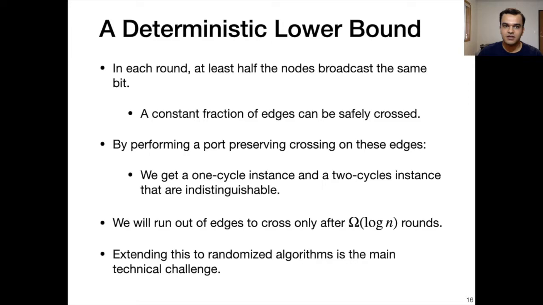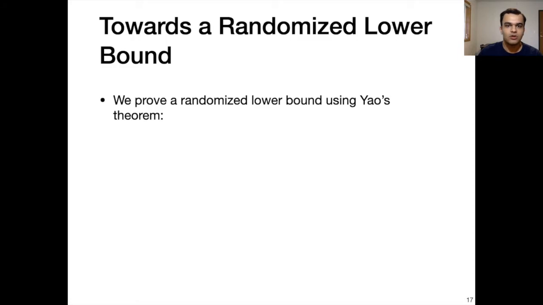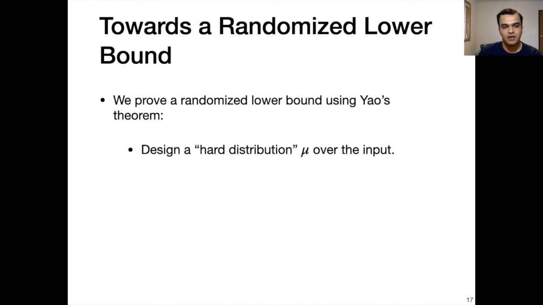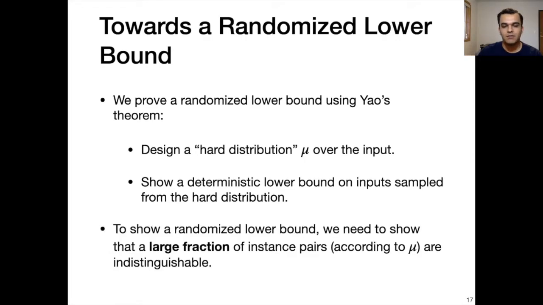And this gives us a deterministic lower bound, but extending this deterministic lower bound to randomized algorithms is the main technical challenge. So going towards a randomized lower bound, we use Yao's theorem to prove a randomized lower bound. It decomposes the task of proving a randomized lower bound to designing a hard distribution mu over the input, and then showing a deterministic lower bound on inputs that are sampled from this hard distribution. So to show a randomized lower bound, we need to show that a large fraction of instance pairs according to mu are indistinguishable.